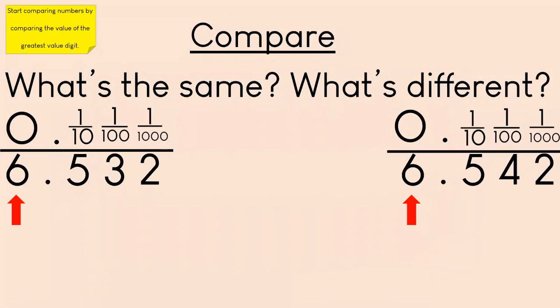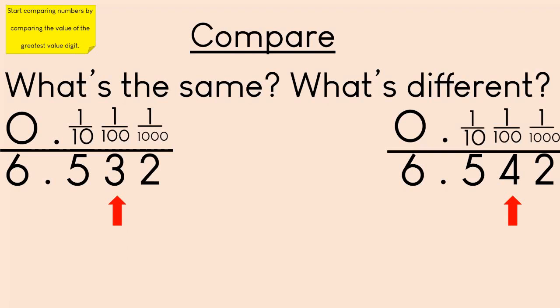What's the same and what's different? So here we're looking at the ones column. They've both got 6s, so they're both the same. Nothing's different. Let's keep checking our number. We'll move along to the tenths column. We're comparing the digits in those columns. They've both got a 5, so they're the same. Nothing's different. We move along into our hundredths column, and here we can see we've got a difference. We've got 3 hundredths in the number on the left and 4 hundredths in the number on the right.